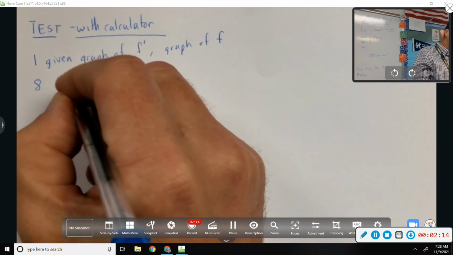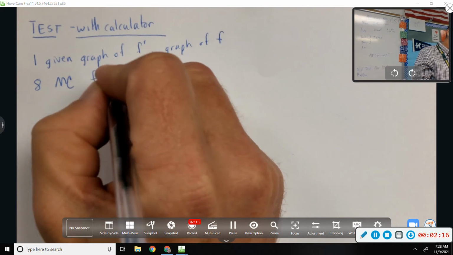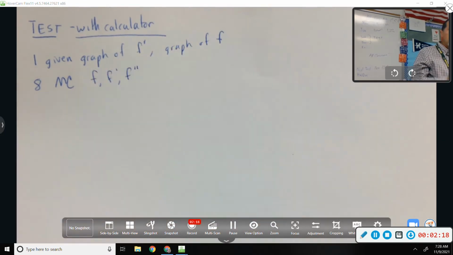8 multiple choice. Most of those are about the relationships between f prime and f double prime. Meaning if f prime is increasing, that means that, you tell me, if f prime is increasing, what does that mean? Okay, careful. If f prime is increasing, f double prime is positive, which means f is concave up. You wouldn't say f double prime is concave up. That would mean like the fourth derivative is positive. So you combine different things there.